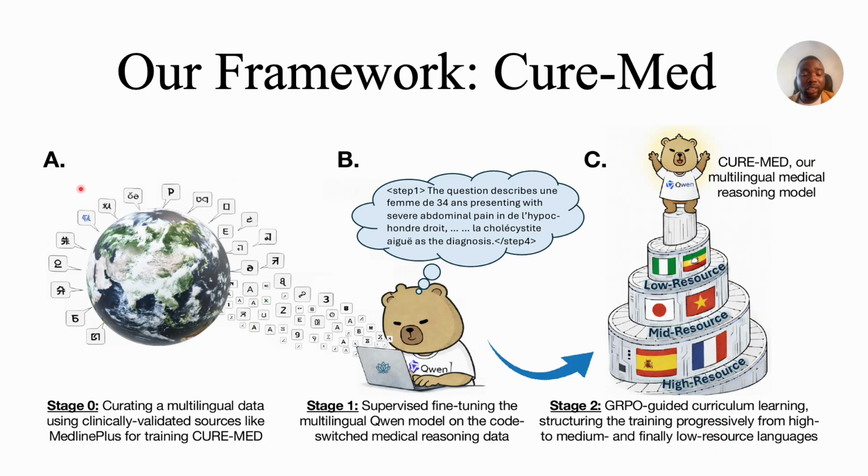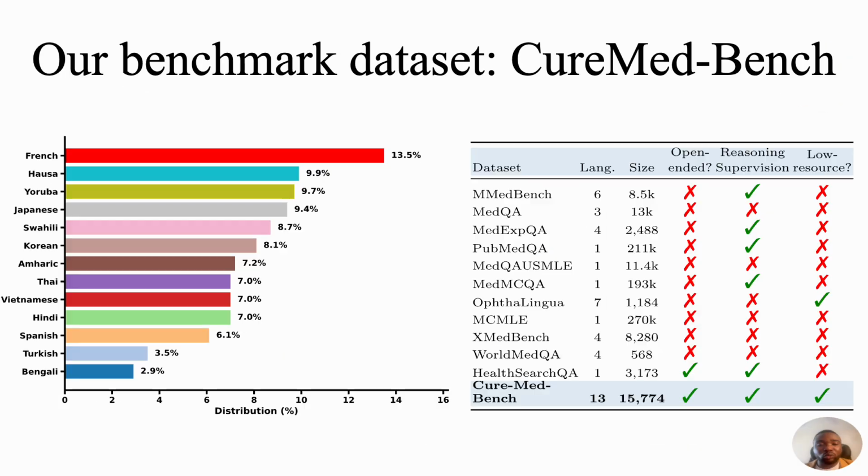CureMed is in 3 stages. At stage 0, we created a multilingual medical reasoning dataset from a clinically validated source. Then at stage 1, we use this dataset to train our model through supervised fine-tuning to teach reasoning stability and answer format. Then at stage 2, we introduce the curriculum-guided GRPO framework, where we train in stages to ensure that we give rewards for the model answering rightly and following language consistency and answer format as well.